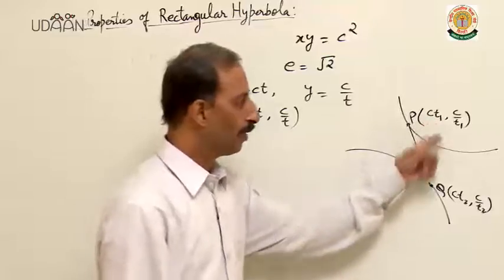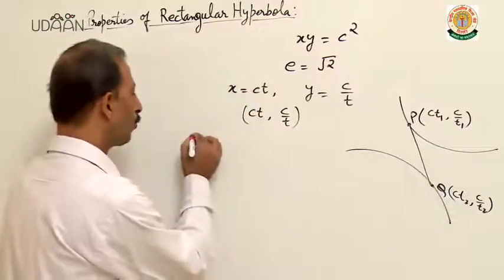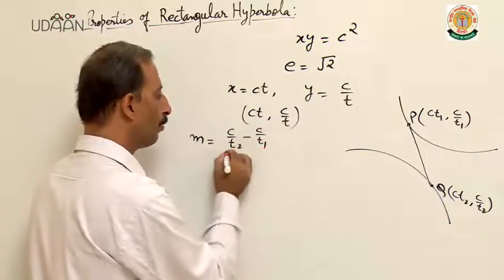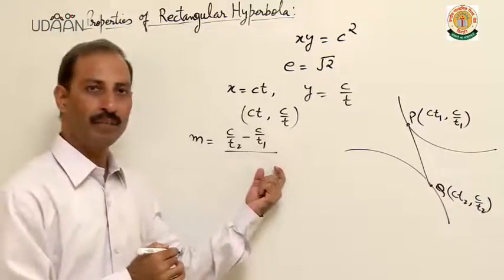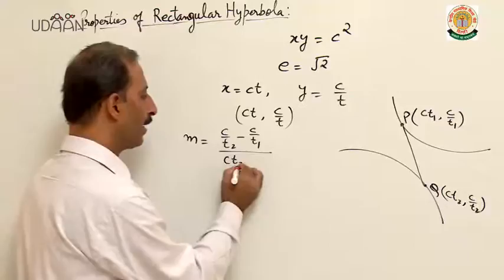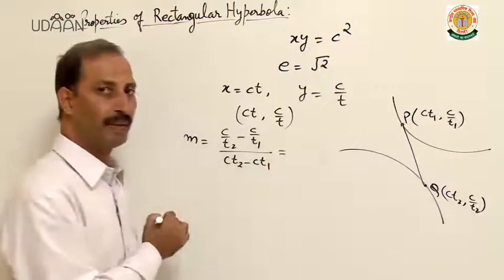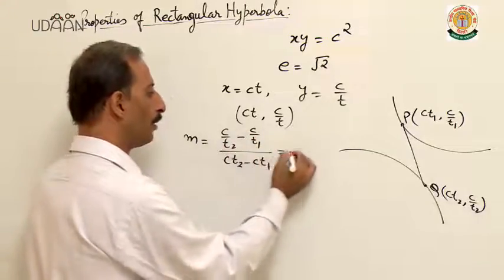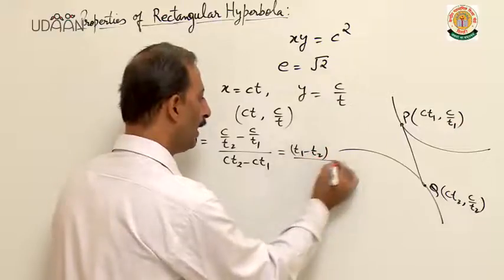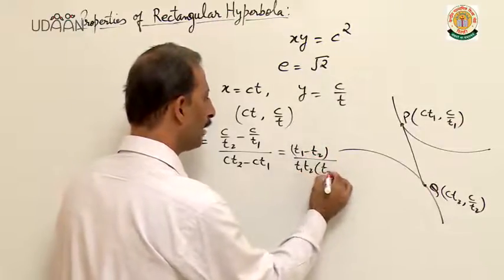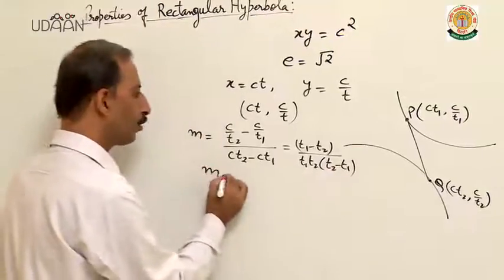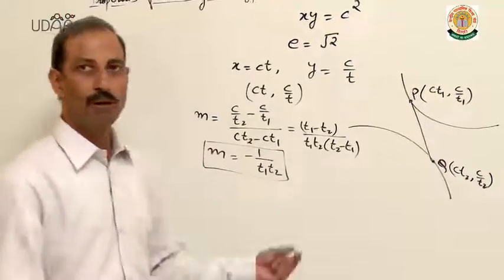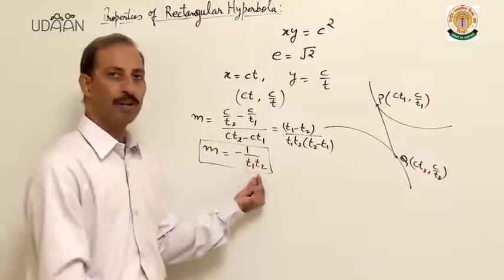So now children, first of all you can find the slope. So what is the slope? y2 minus y1 upon x2 minus x1. So what is the value of y2 and y1? C upon t2 minus c upon t1 divided by c t2 minus c t1. Simplify this. C you can take common and cancel it. Here we will take LCM. So t1 minus t2 upon t1 t2 divided by t2 minus t1. This will be cancelled. So what is the slope? Minus 1 upon t1 t2. So directly you have to remember that the slope of a chord of the rectangular hyperbola is minus 1 upon t1 t2.